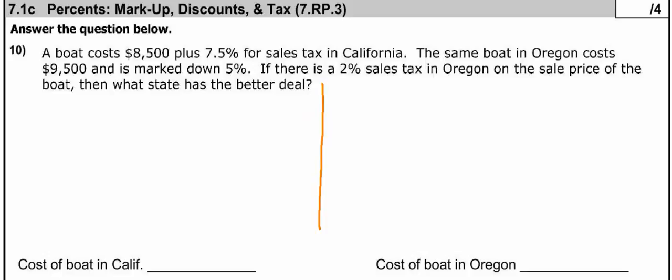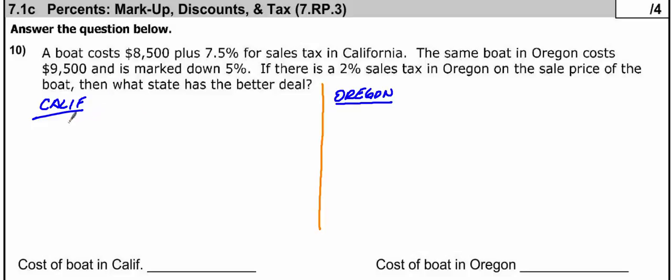I'm considering a boat that costs $8,500. This, by the way, let me just mark it. This is my California side. This is my Oregon side. And I've encouraged you before, separate your work out like this so you can keep track of what you're doing, so your numbers don't run into each other so much that you lose track and you write down the wrong answer because you couldn't read your own work.